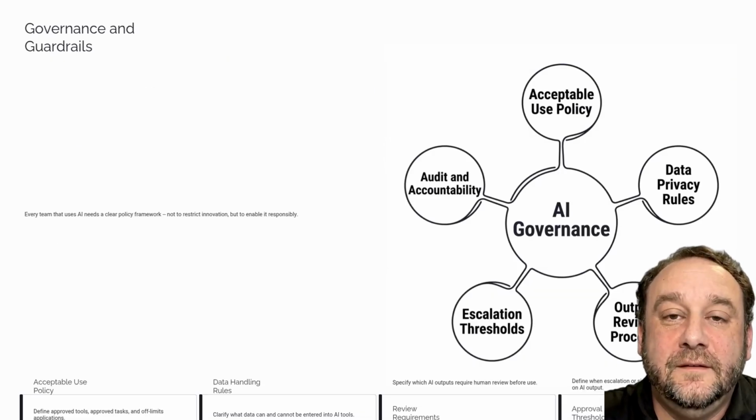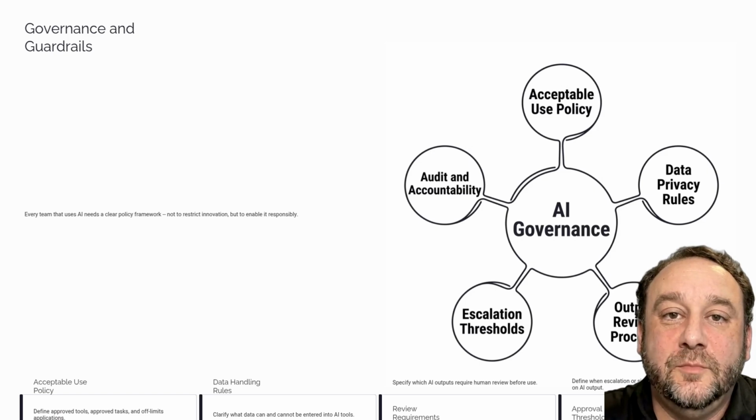Governance sounds formal, but at a practical level, it simply means having clear rules for how AI should be used. Teams need to know what is acceptable, what requires review, what data can be used, and when human approval is mandatory. Guardrails are especially important when AI outputs might influence customers, employees, or sensitive business decisions. Even simple rules can make a big difference. For example, do not paste confidential data into public tools. Verify factual claims before sharing them, and require human review before external use.